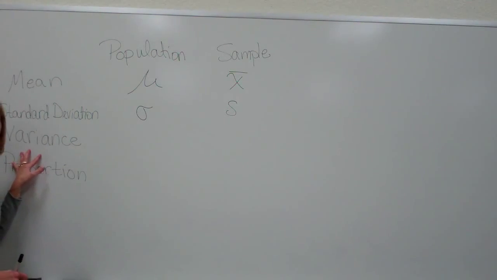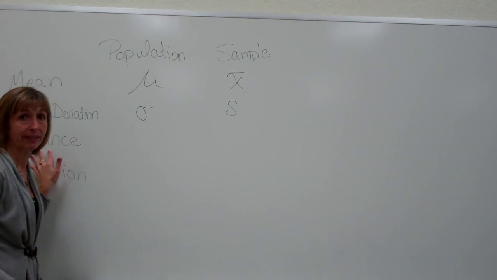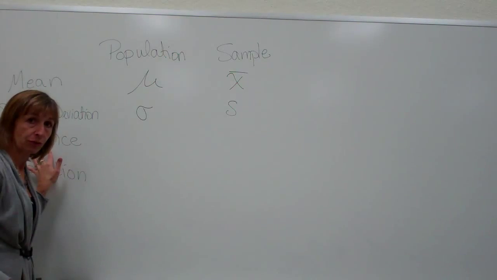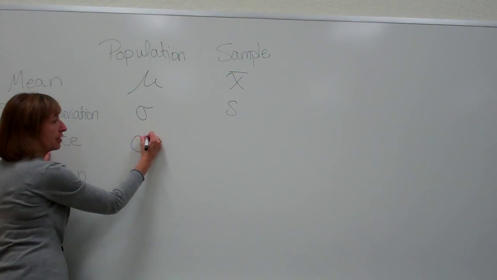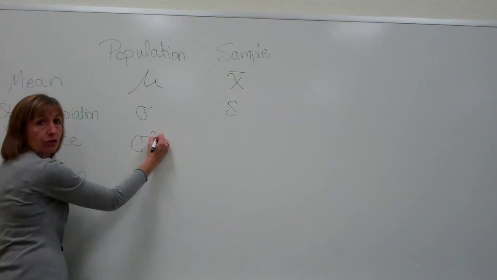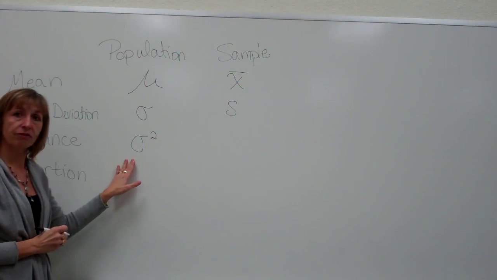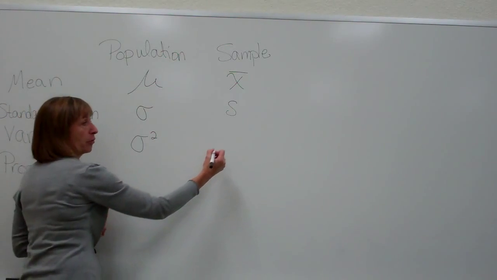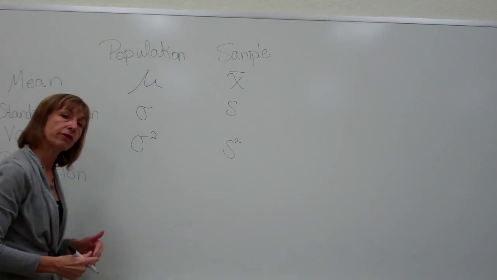For variance, variance is just the square of the standard deviation. That's how you find it, and they want to remind you of that. So with the notation for the variance, they take the notation for the standard deviation and show the square on it. That's the symbol for the population variance. For the sample variance, it's S with a squared on it, again to remind you of how you get that value.